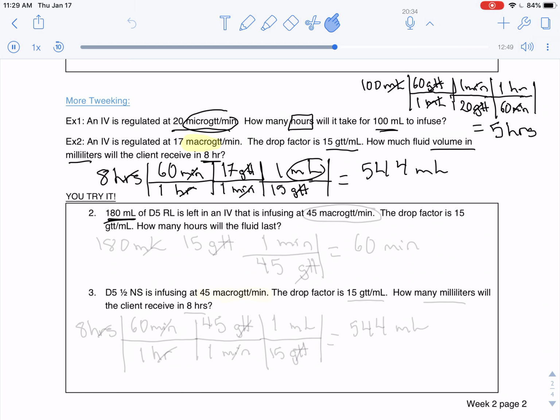This next problem, we start off with 180 milliliters of our solution, and here we have our conversion factor. The drop factor is 15 drops, okay? So how many hours will the fluid last? So we would start off with 180 milliliters.